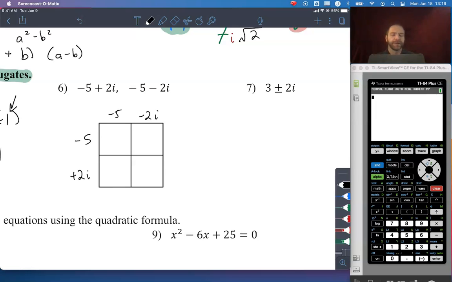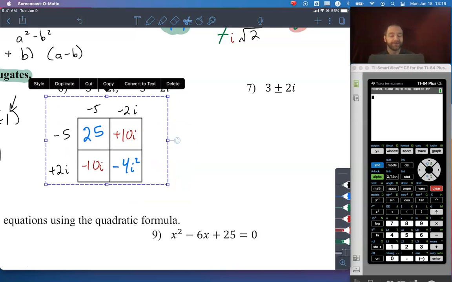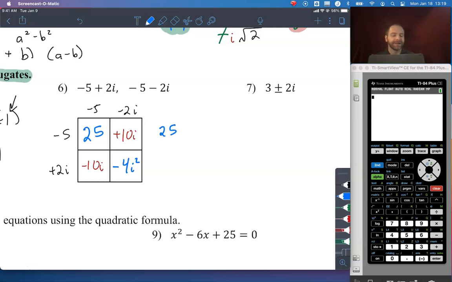And let's see, negative times a negative is a positive. -5 times -2i is a positive 10i. -5 and 2i is a negative 10i. Notice, I think those are going to cancel. Positive times negative is a negative, and I get 4i squared. Alright, so what do I have here? I have 25, check. Now the 10i and the negative 10i, those are going to cancel each other out. That's interesting. And I have a minus 4, and then i squared is -1. So really I have 25 plus 4, which is 29.